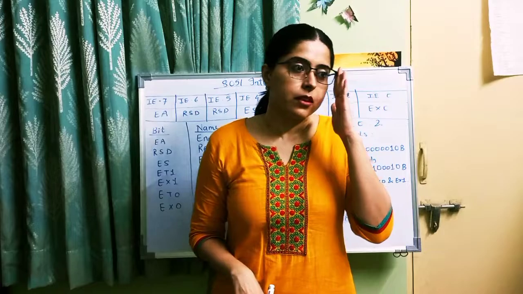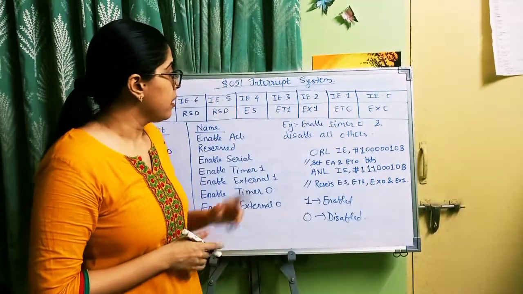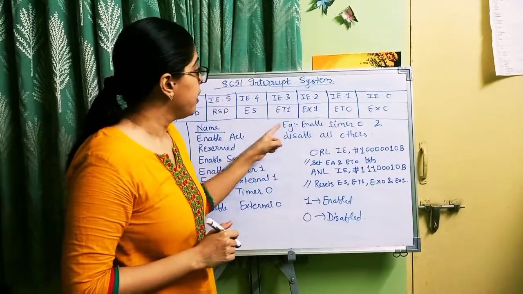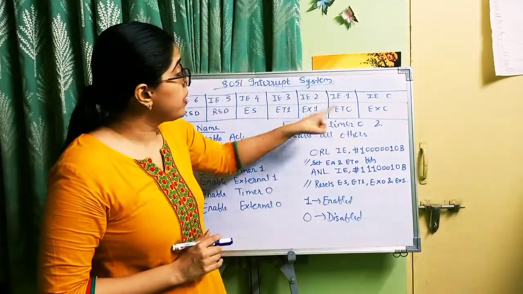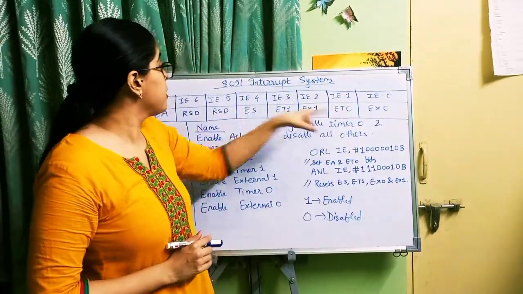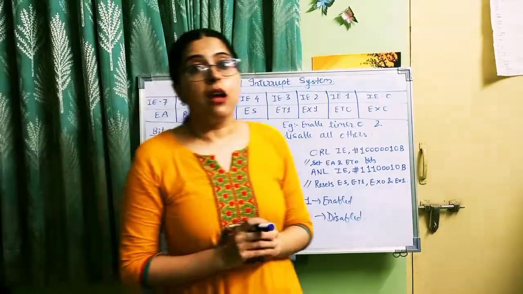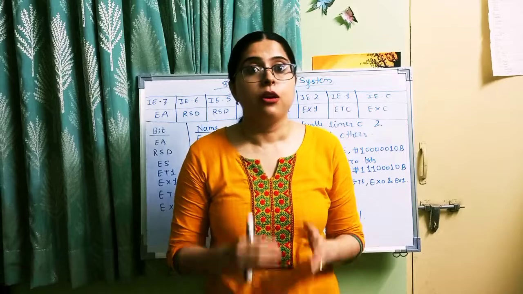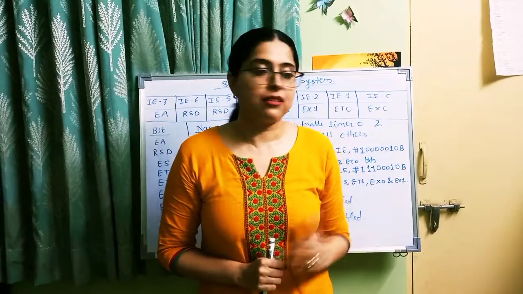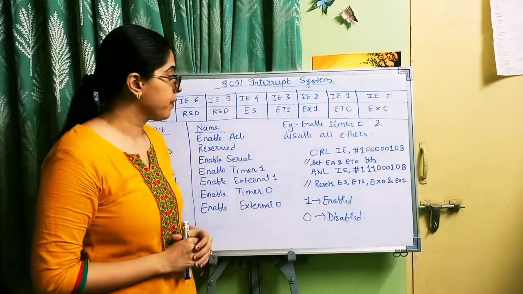Okay. Now, next is one example: enable timer 0 and disable all others. We have to enable this timer 0 and disable all others. Now, there must be a question before you. How do we set or clear the bits of the interrupt enable register? So, the answer is this code.